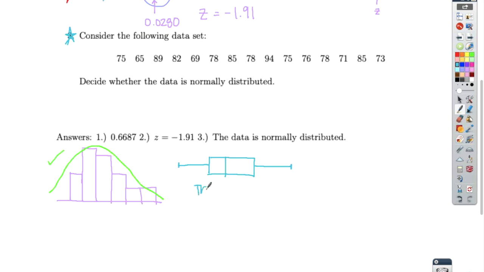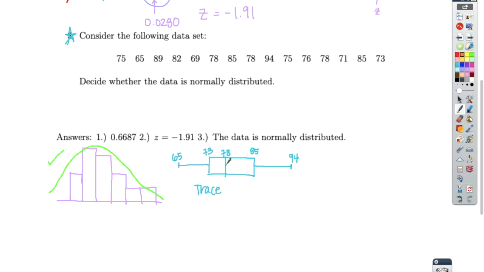This is one of the really important steps in problems like this. I'm going to click trace because I need to get some of these values. So I'll just go from the left. Remember, we call it the 5-number summary. The minimum value is 65. The first quartile is 73. The median, or the second quartile, is 78. The third quartile is 85, and the maximum value is 94.